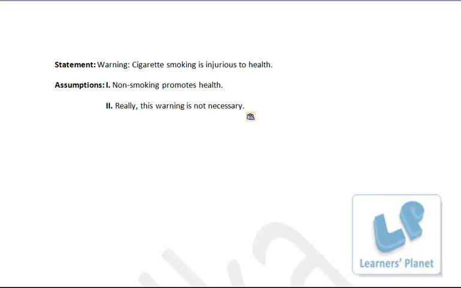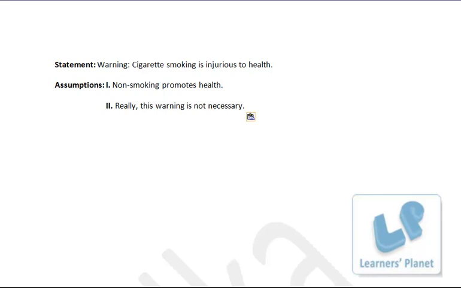It doesn't say anything about what will happen to you when you don't smoke, right? It just says if you smoke cigarettes it will be injurious to your health, right? So non-smoking, what will be the effect? That's not mentioned over here, so we cannot assume this, right? We can assume only that if I do not smoke, I will not be getting the ill effects of cigarette and tobacco, right? But if I do not smoke, or if you do not smoke, what will happen to you or to me, it's not mentioned over here, right? We may get other diseases also, right? So this assumption is not at all implied.